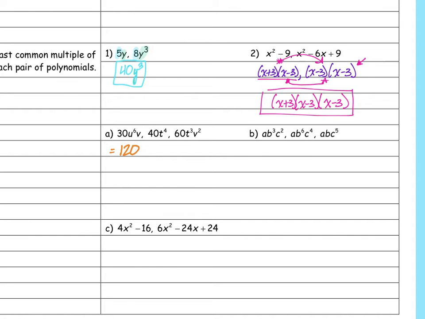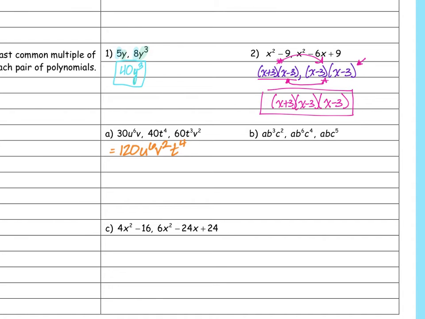And then now I need to look at the variables. So for U, I need to find the U with the highest exponent. So that would be U to the 6th. And then the V with the highest exponent is V squared. And then the T with the highest exponent is T to the 4th. Okay, questions?